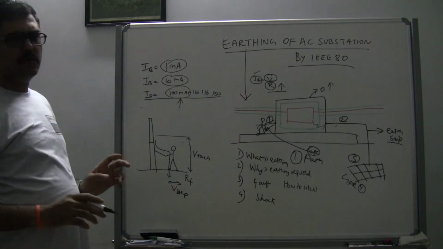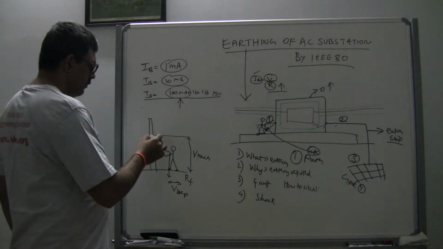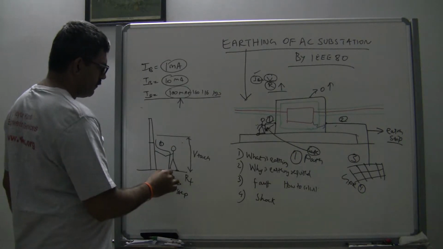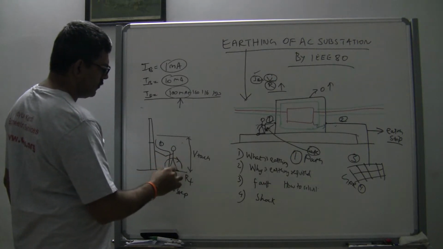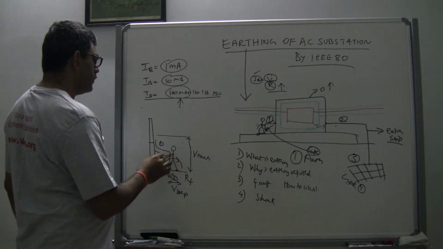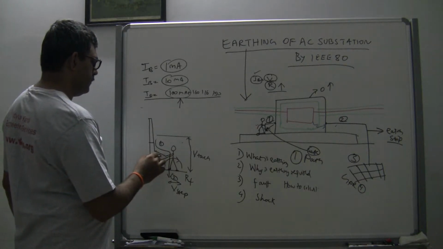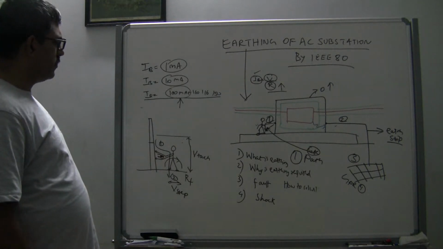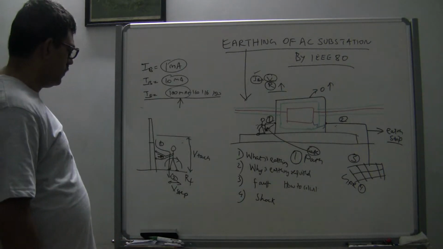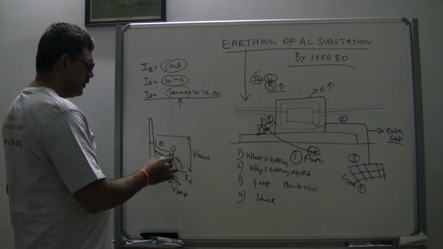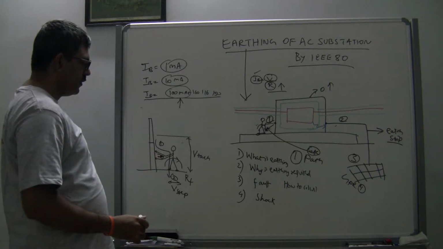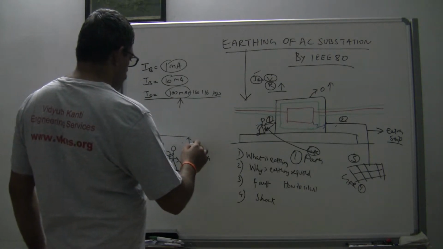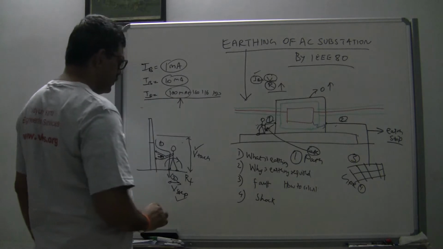So fault current can flow in three paths. One is from the hand to the foot, that is the first path. Then the second path is from foot to foot. The third path is if the person is touching with both hands. But we don't analyze this third scenario because it is very seldom. So we analyze the first one and the second one. This is called touch voltage, this is called step voltage.